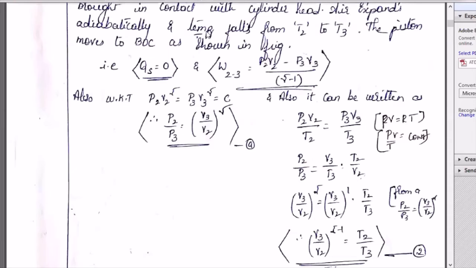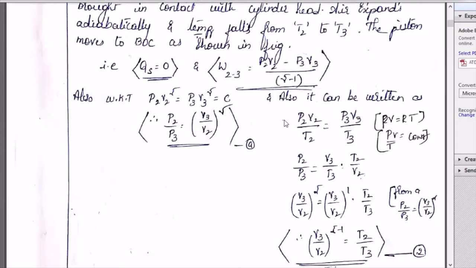So heat supply in adiabatic will be 0. Work done is P2 V2 minus P3 V3 by gamma minus 1. Always we take P2 by P3 is equal to V3 by V2 to the power of gamma. How? Because the adiabatic process says PV to the power of gamma is equal to constant. Also, we can take the adiabatic process as PV by T is constant, because MR is constant. So as there are two points for the process, 2 and 3, we write P2 V2 by T2 is equal to P3 V3 by T3.